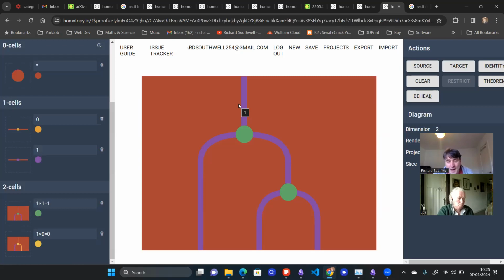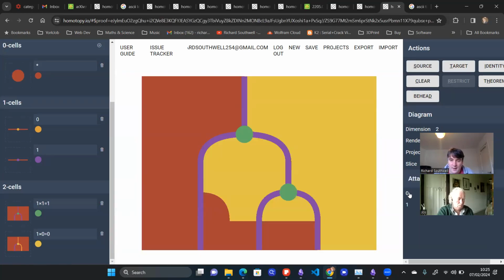So what you're looking at is a proof that 1 times 1 times 1 equals 1. Because at the bottom, 1 times 1 times 1. And then we use this equation. So now we've got 1 times 1. And then we use this equation. And then we've got a 1. Or if we click on the right-hand side, let's put a 0 on here.